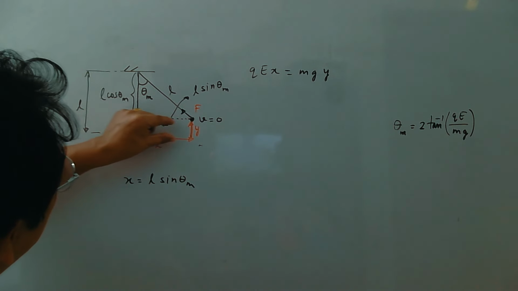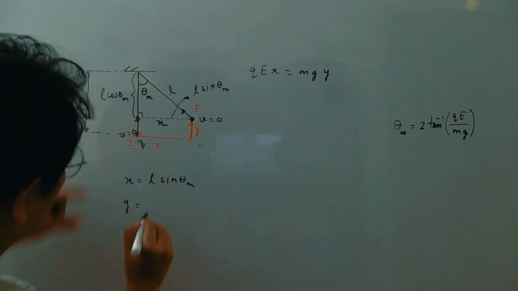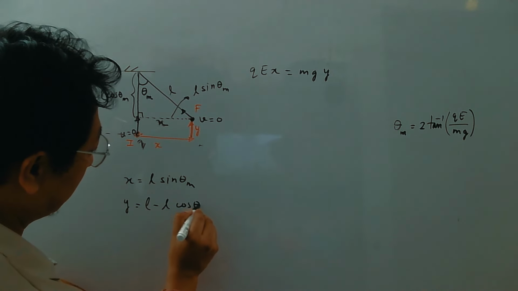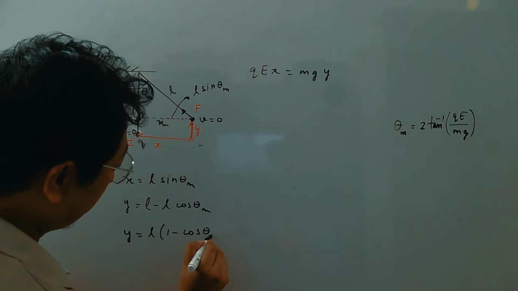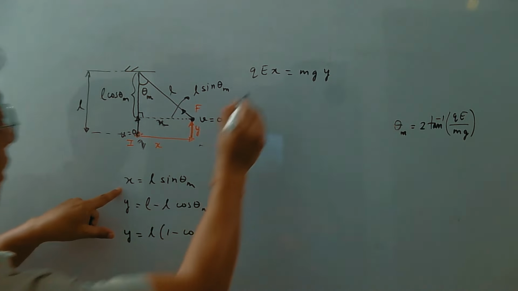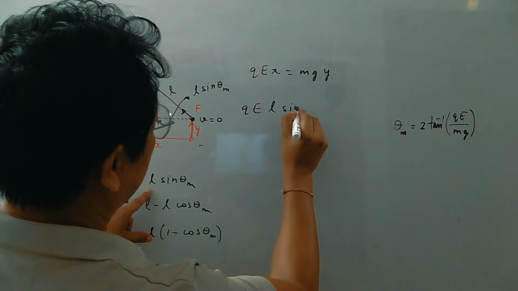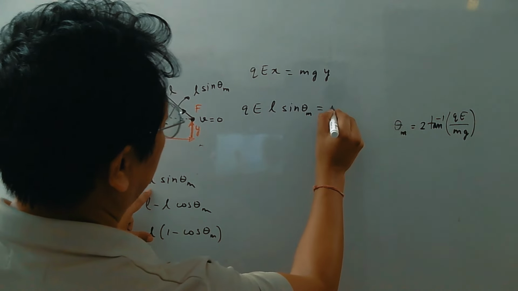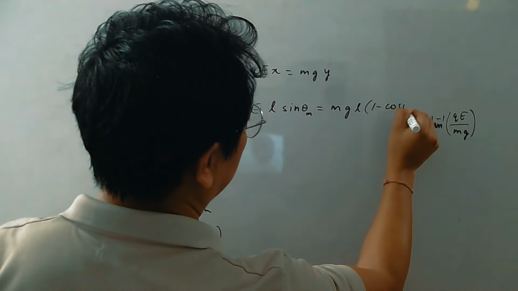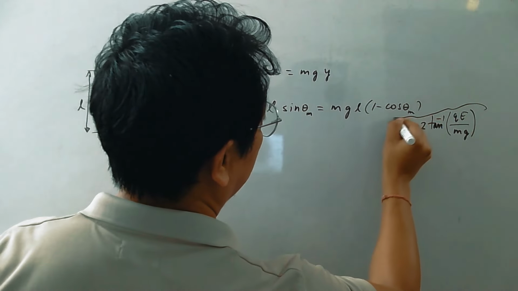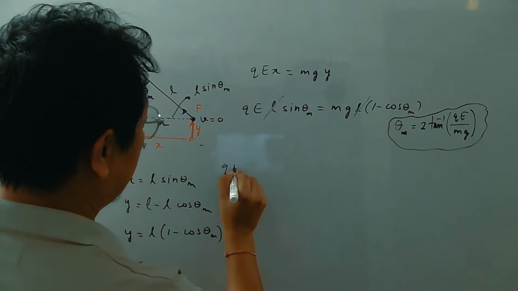So this part which is y will be what? Think again. L minus L cos theta m. Then I can take L common: L into 1 minus cos theta m. So if I substitute this x and this y, what will I get? QE, what is x? L sine theta. mg, and what is y? L into 1 minus cos theta. This was the previous answer for theta m. L will cancel. So this is QE.